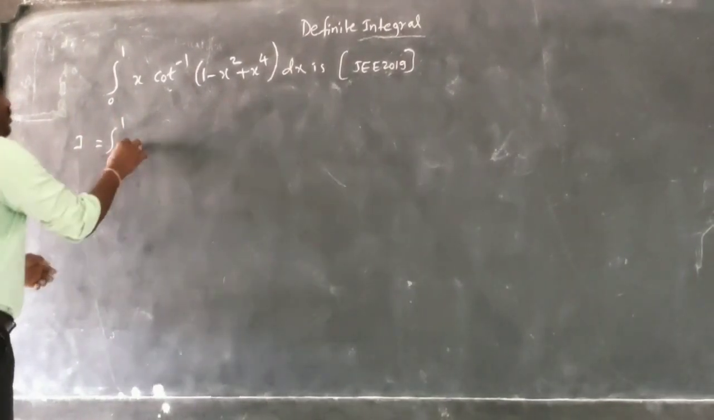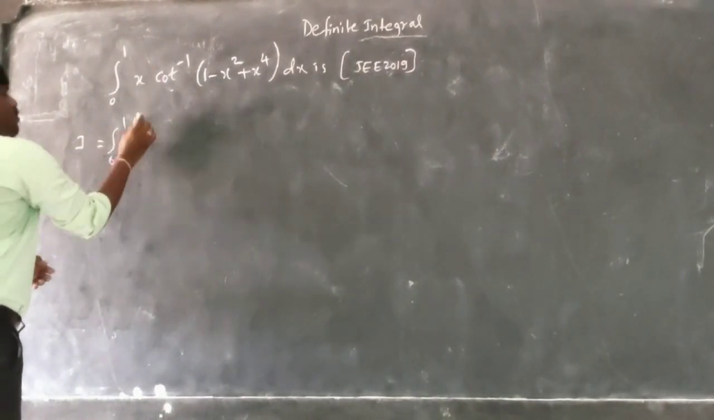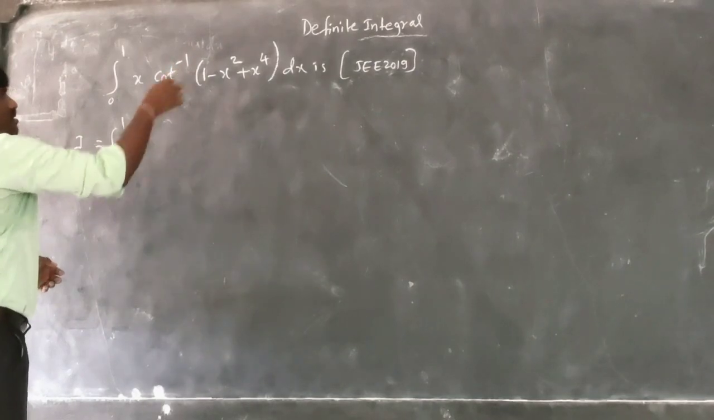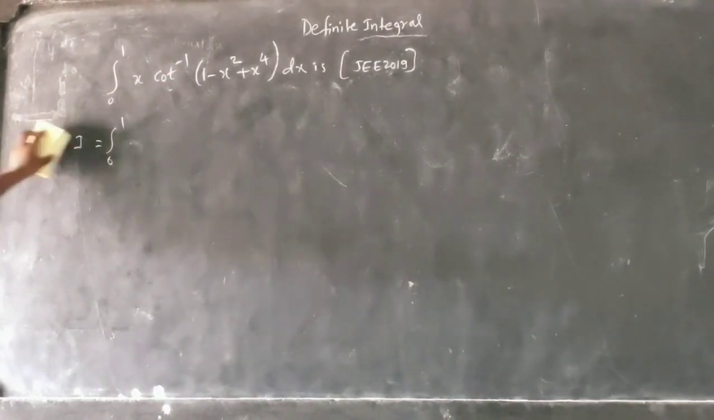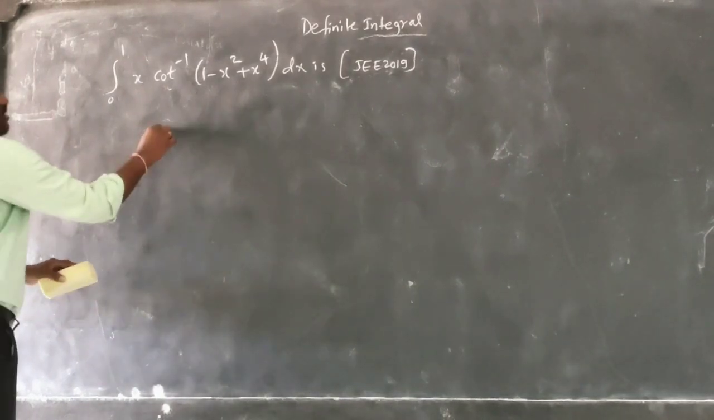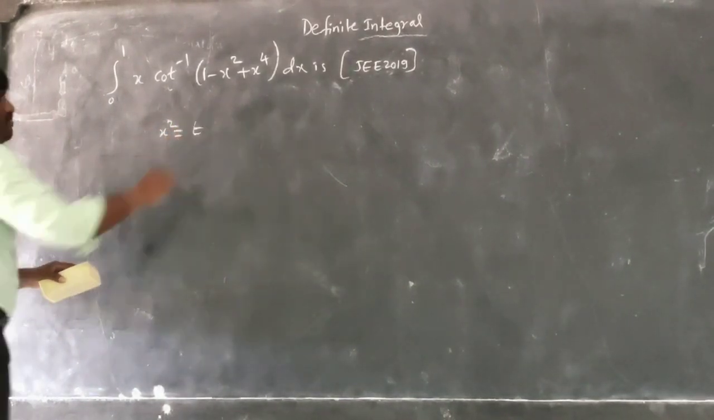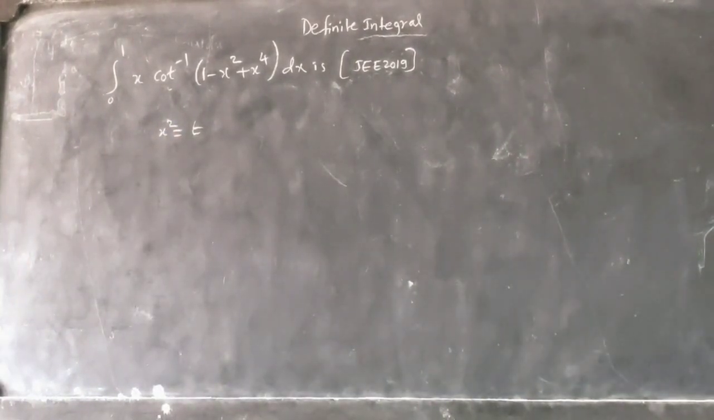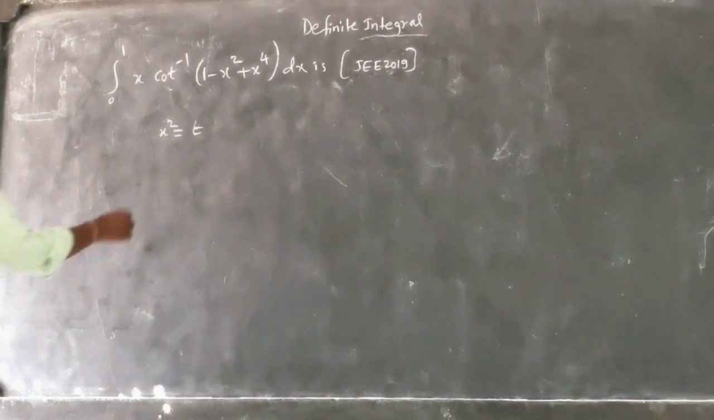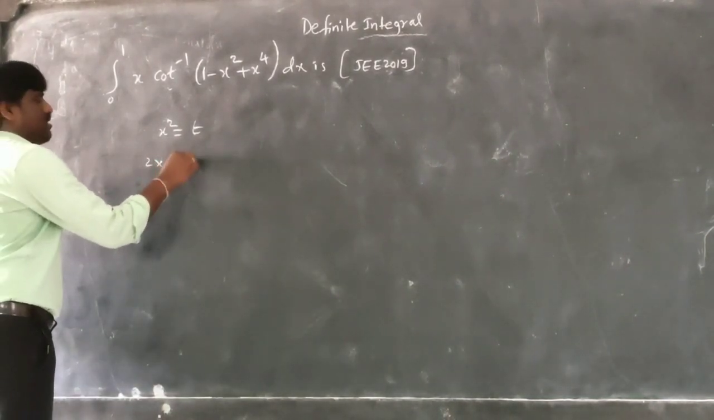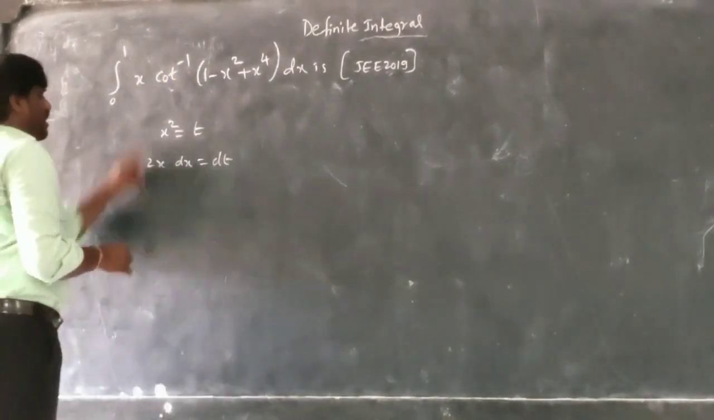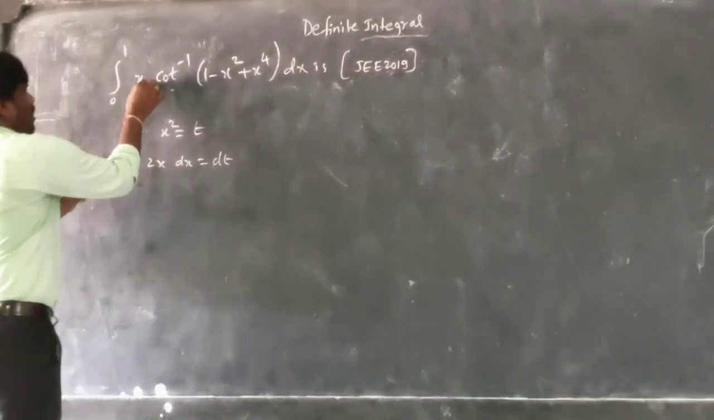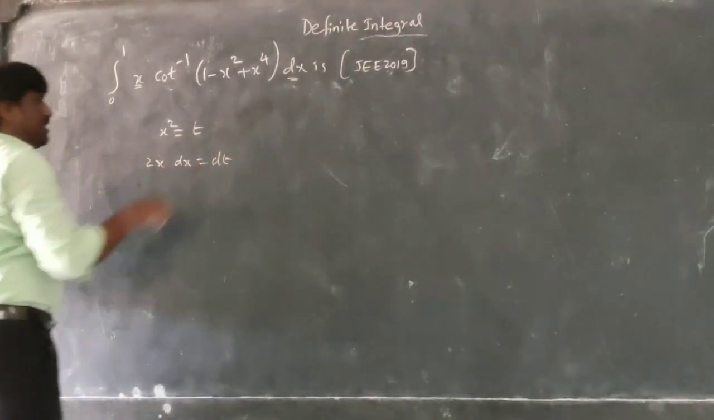So x into cot inverse. To make it simple, since you have squares, I take x square equal to t. If x square equals t, I get 2x dx is equal to dt. So x dx becomes dt by 2.